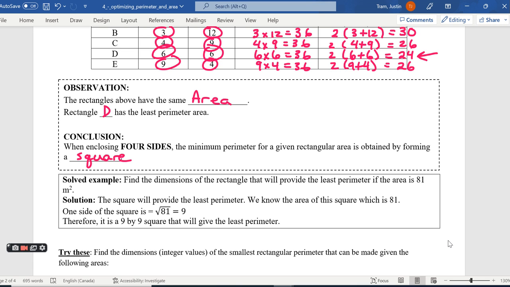We know the area of this square is 81, which means one side of the square is 9. How do I know that? Because the square root of 81 is 9. 9 times 9 is 81. Therefore, a 9 by 9 square will give the least perimeter.